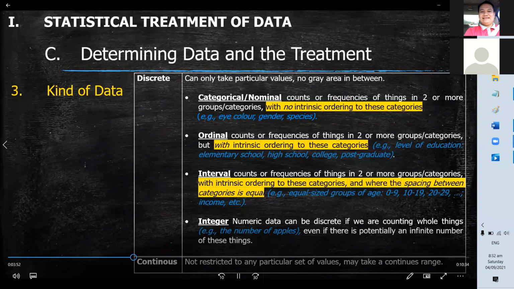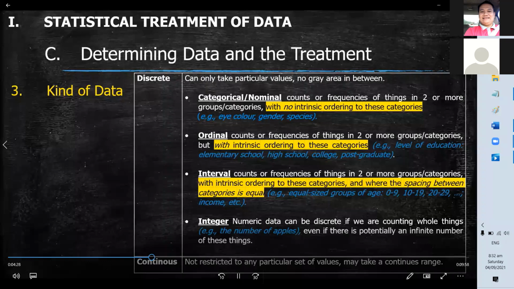Ordinal data are counts or frequencies of things in two or more groups, but with intrinsic ordering to these categories. For example, the level of education. It should be from elementary school, going to high school, going to college, and going to postgraduate. Interval data counts or frequencies of things in two or more groups with intrinsic ordering to these categories and where the spacing between categories is equal.